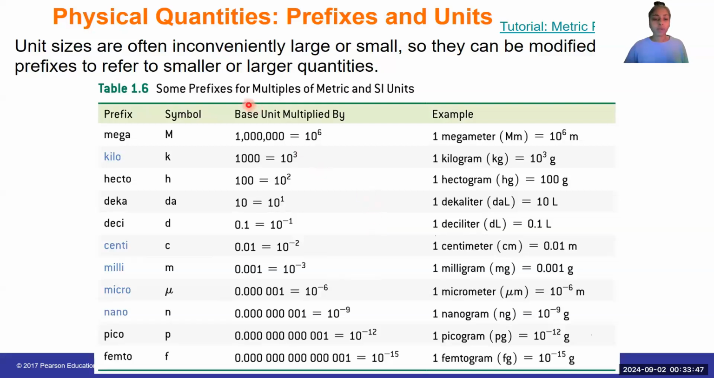Okay, so when you look at this table, our base units are going to be meter, gram, liter, right? And we're going to multiply. This is our multiplier. So that if I have, let's say, 1 kilogram, that means I have 1 times 1,000 grams, 1,000 grams to give me 1 kilogram.